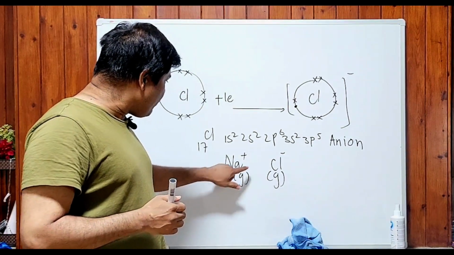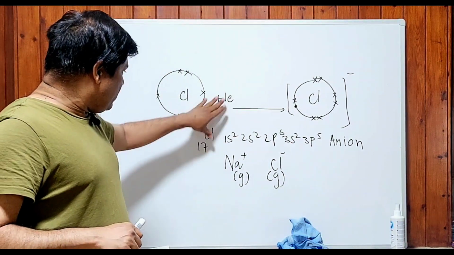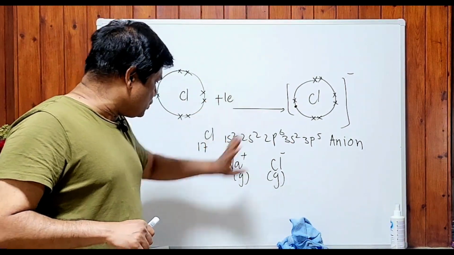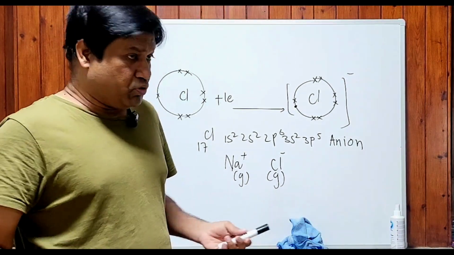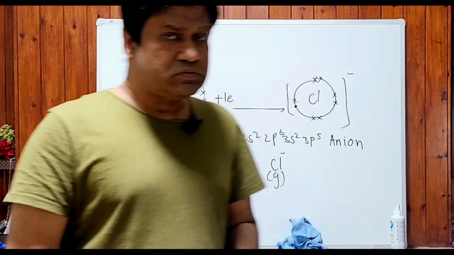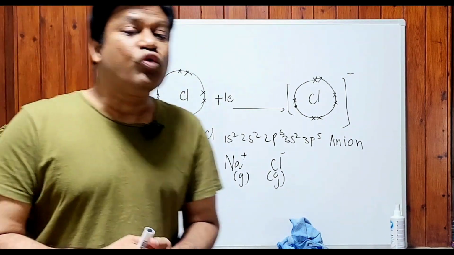No doubt they have 8 electrons in the valence shell. Look at that. They follow the octet rule. Do you think they are stable? Yeah, because they have 8 electrons in the outer shell. Still, they are not stable. Why? Because they are in the gas form.